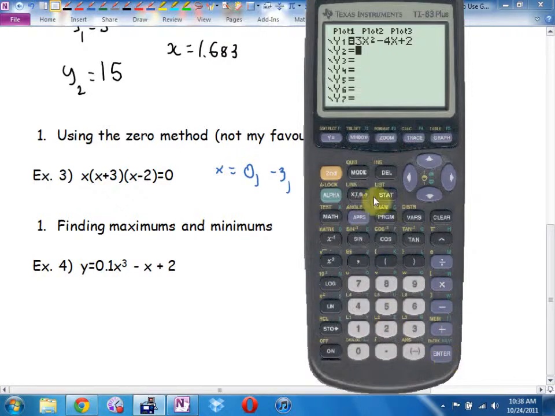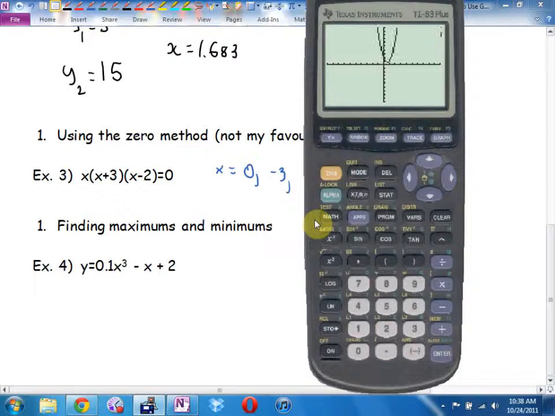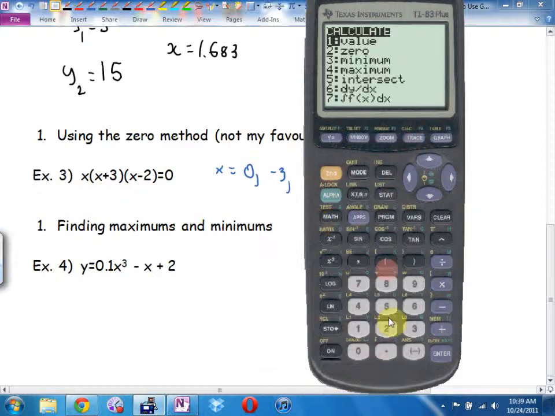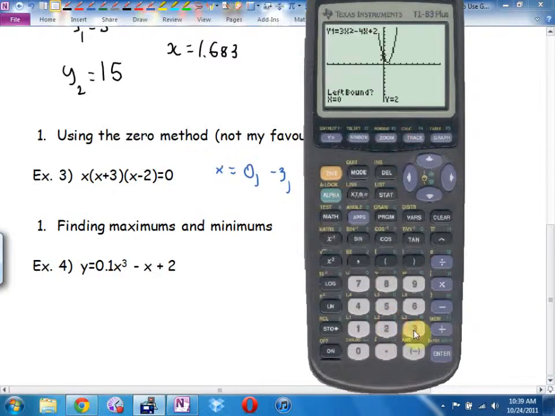Here's a parabola. What's the vertex, the lowest point? Second function, calculate, minimum. Left bound, right there. Right bound, over there. And the vertex of this parabola that I just made up is 0.66666666585 and 0.66666. By the way, I'm willing to bet the vertex is 2/3, 2/3, and it just can't quite get there.